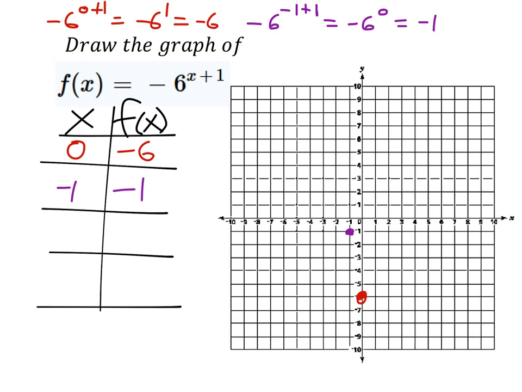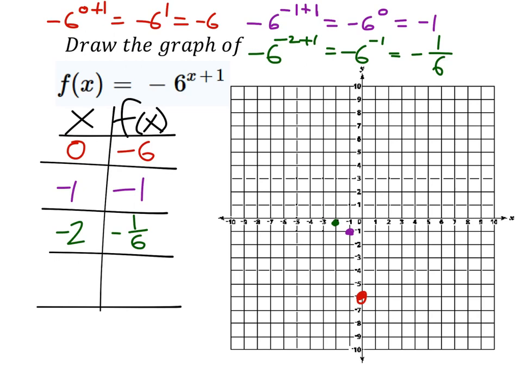So, which way do you guys want to go? Do you guys want me to go more negative or more positive? All right, let's try negative 2 then. Negative 6 to the power of negative 2 plus 1 is negative 6 to the power of negative 1, which is the opposite of 1/6. So negative 1/6 in the table. So negative 2, negative 1/6, about right there, maybe. All right, so we see it's going to get close to 0 the farther to the left that we go.